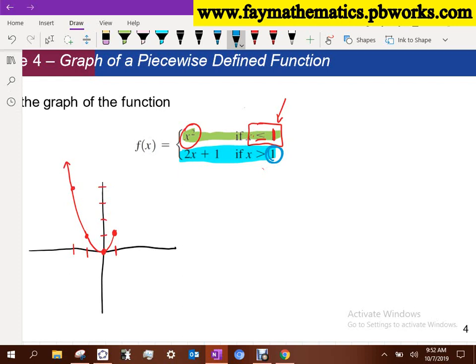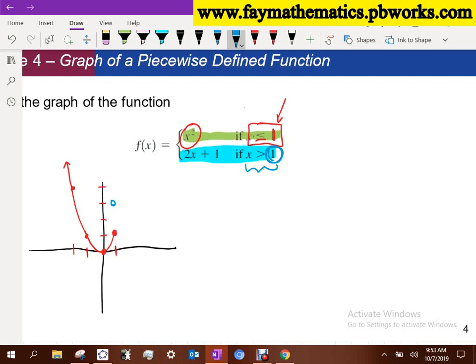Now, theoretically, I'm really not plugging 1 in. I'm plugging a number to the right of 1 in. And I'm not getting 3 back. I'm getting a number just above 3 back. So does it make sense why I have to have an open dot there?